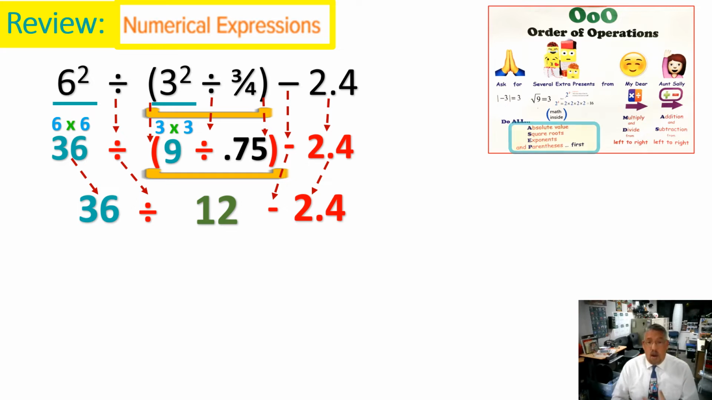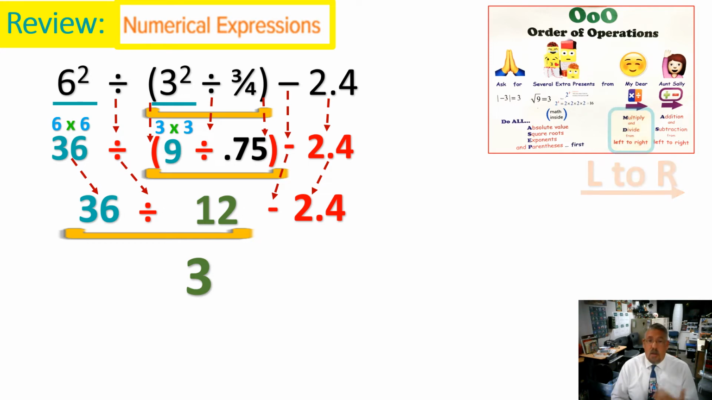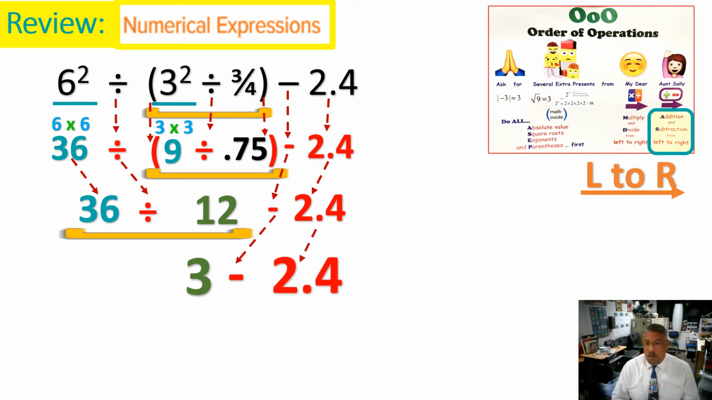Now, going to my next step of my order of operations, I have to go from left to right doing all multiplication and division. There's only one. So 36 divided by 12, I know 12 is a dozen, and that's 3 dozen, which is 36. So 36 divided by 12 is 3. And then I bring down my subtraction of 2.4. And that takes me to my last step of order of operations, adding and subtracting from left to right.